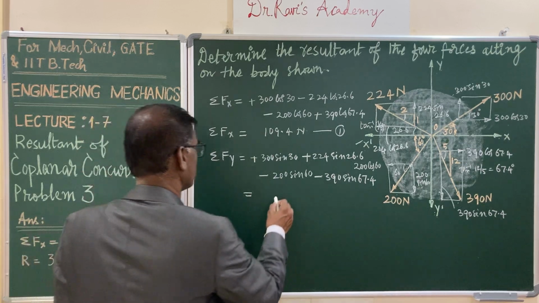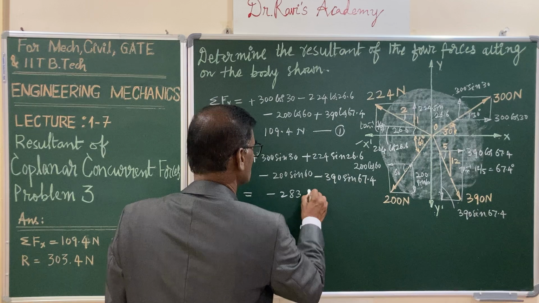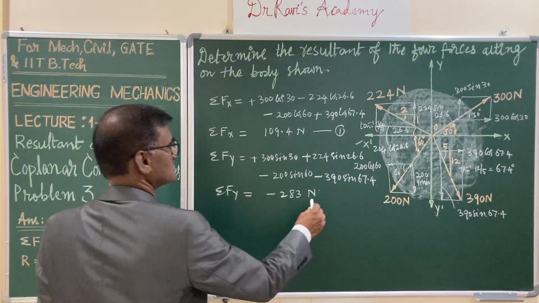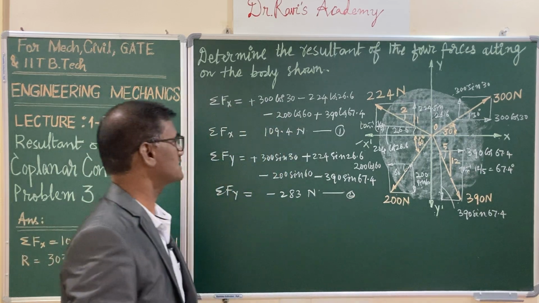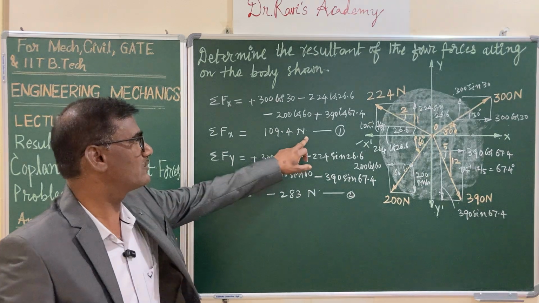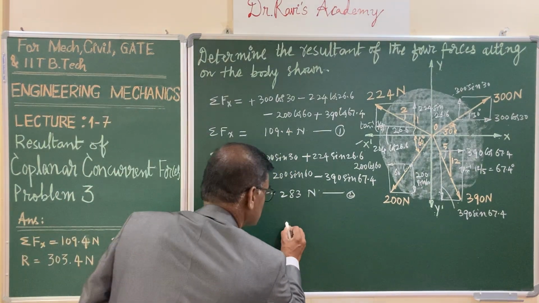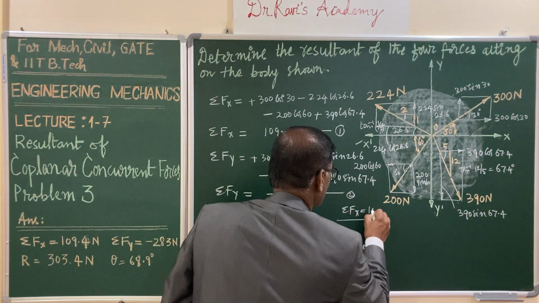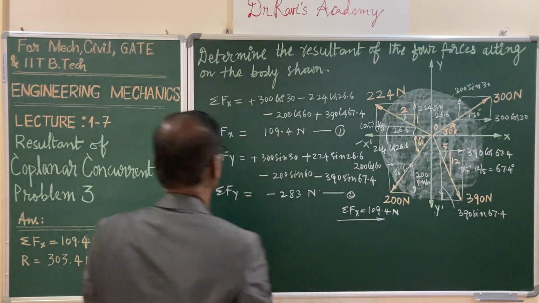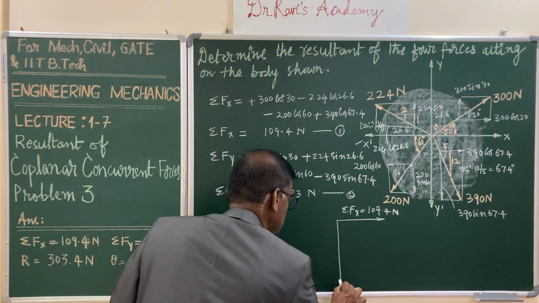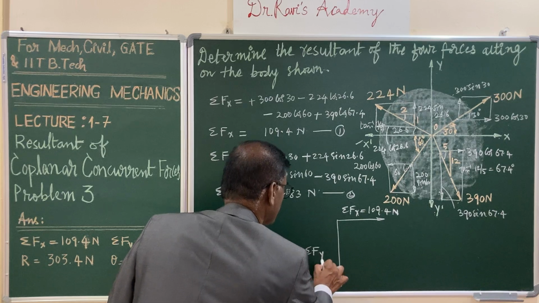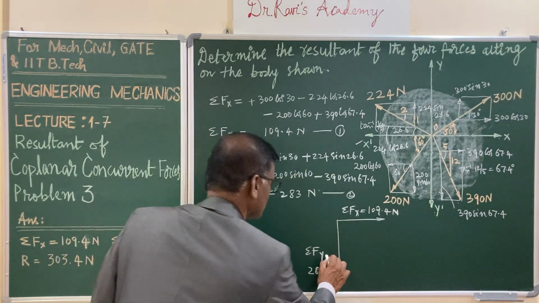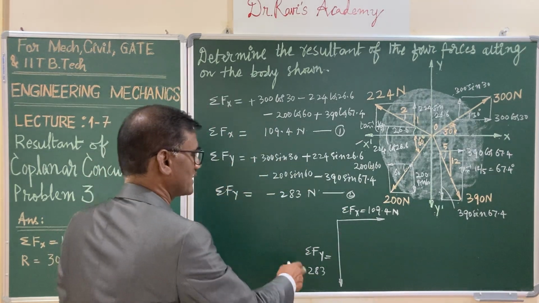You are going to get minus 283 newtons. Your sigma Fy is minus 283 newtons. This is equation 2. Represent your sigma Fx is 109.4, which is positive, so it is in the positive direction, that is 109.4 newtons, and sigma Fy is negative, it is downwards, so sigma Fy, the value is 283. Already you have taken care of the sign convention, that is pointing downwards, need not put minus again.